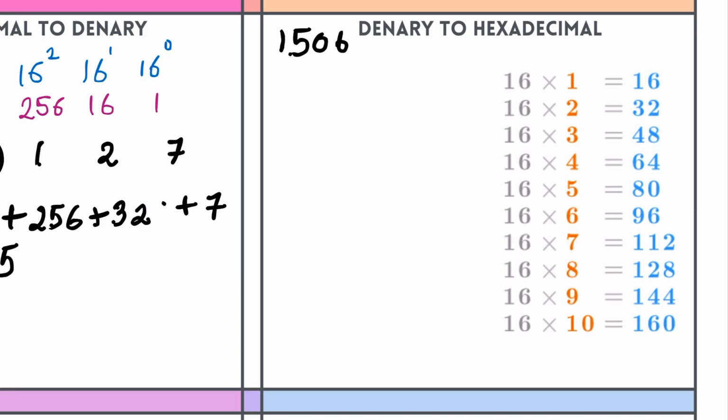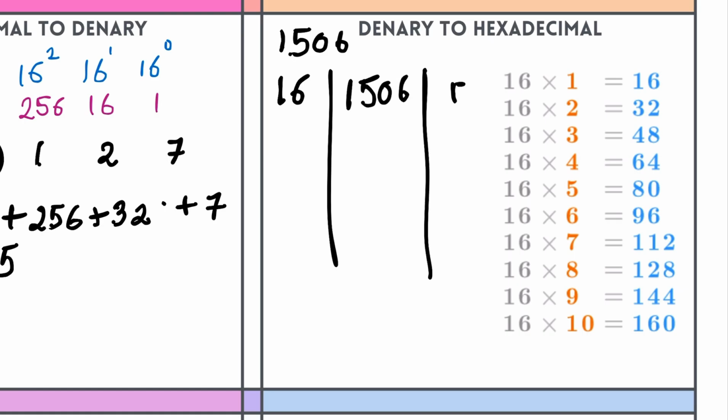Remember last time, from denary to binary, we divided by 2. So guess what? We're dividing by 16. That is literally it. We're going to divide 1506 by 16 and write the remainders exactly like last time. There's no difference. Okay, so this is where you need your 16 times table. It really helps you.